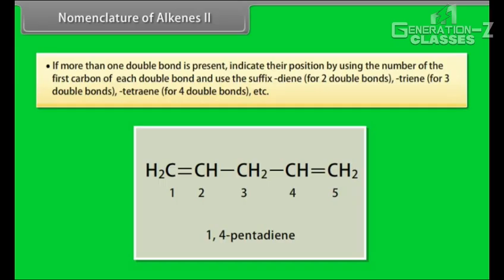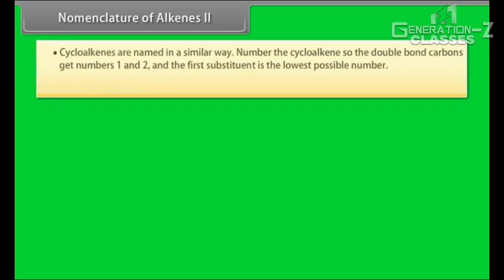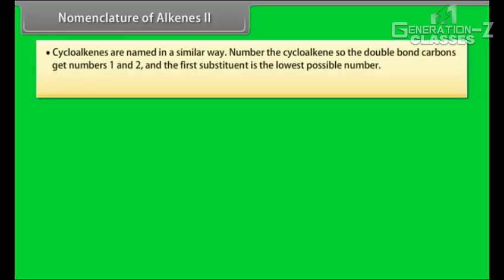the first carbon of each double bond and use the suffix diene for 2 double bonds, triene for 3 double bonds, tetraene for 4 double bonds, etc. For example, 1,4-pentadiene. Step 9. Cycloalkenes are named in a similar way.